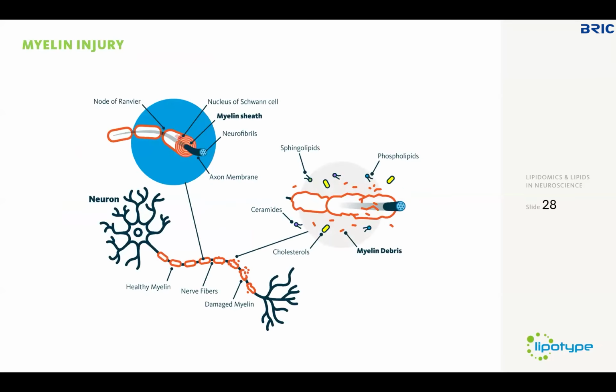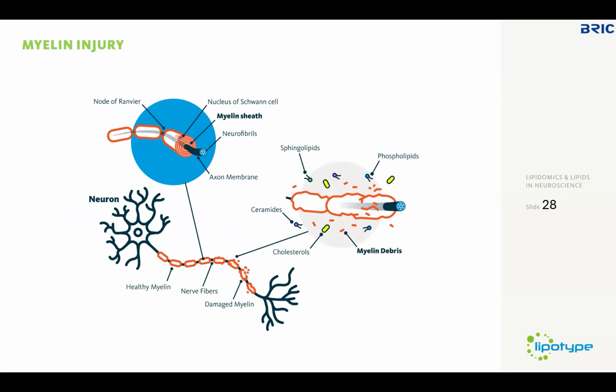So this is a closer look into myelin injury. As we already discussed today, microglia are the innate immune cells of the brain and spinal cord, and they are an essential player in the inflammation response and myelin repair after demyelinating injury.